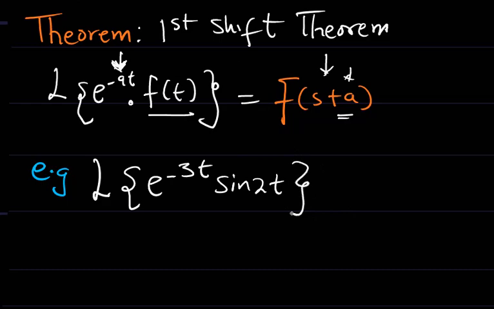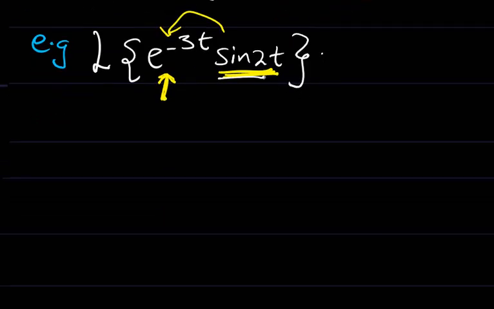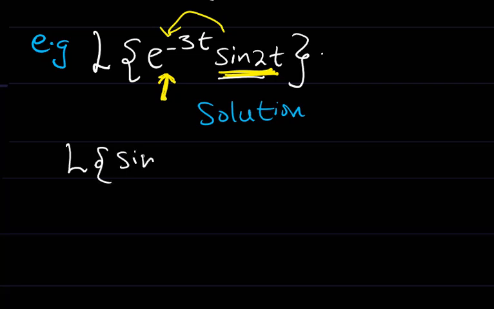So we are using this as the shift to this Laplace transform. This right here is the actual f of t, then there's a shift. Invariably, what it simply means is that the very first thing we're going to do is perform this Laplace transform first. So, solution: we'll first perform the Laplace transform of sine 2t.